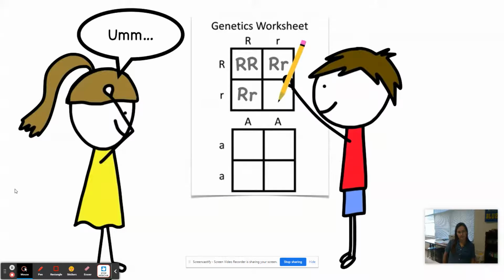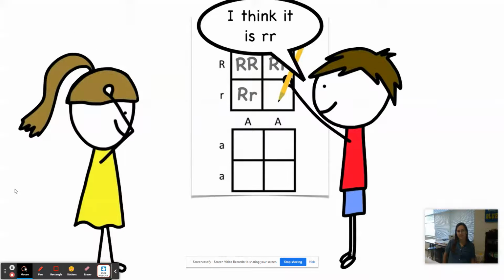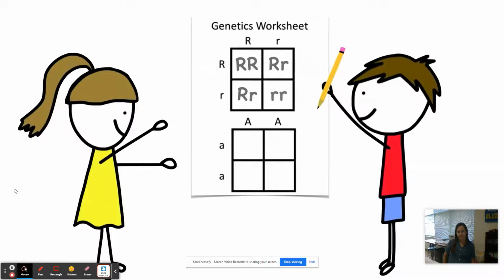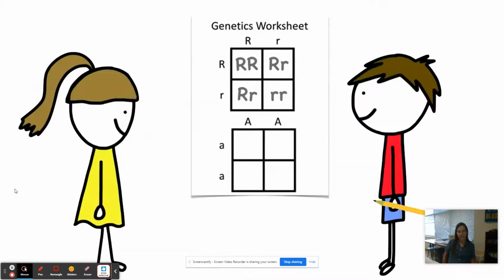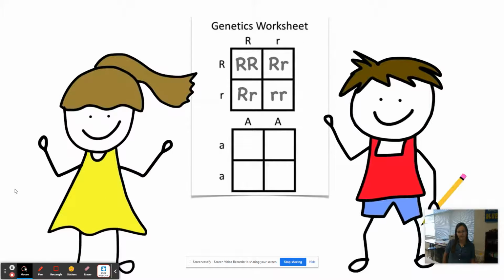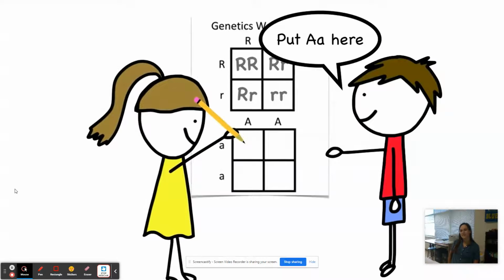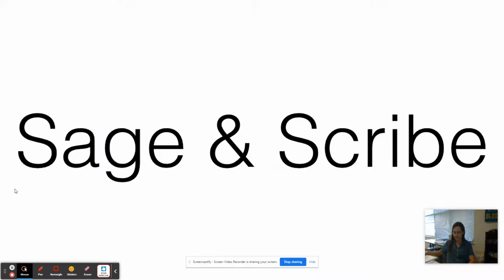If the sage is unsure how to answer a question, the scribe can speak up to help get the best answer. Once you have completed the question, celebrate your accomplishment. Then switch roles to start a new question. Sage and Scribe.